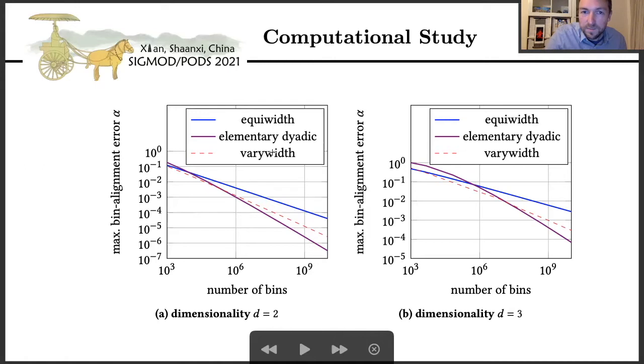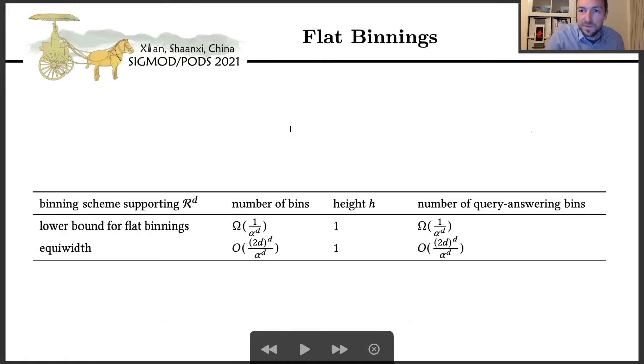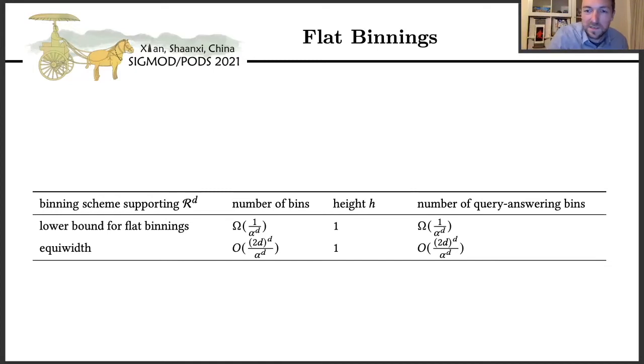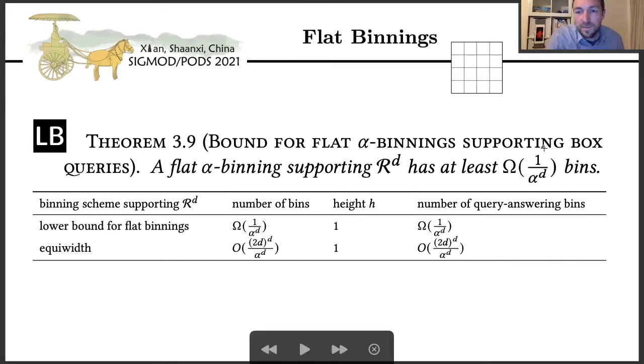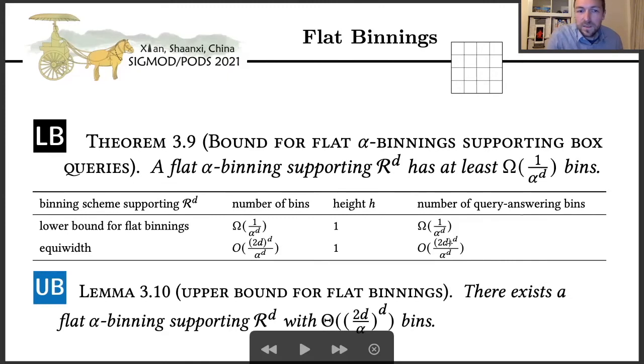Let me get back to the elementary binning, but let me go first to the question: is the equiwidth binning at least optimal if there's only one grid allowed? Could we, for instance, do better by more than a constant factor if we have some triangular kind of gridding or something like that? And the answer is no. Asymptotically, we need at least 1 divided by alpha to the power of the bins, and that is what an equiwidth binning also provides. So we are pretty much tight in that case.